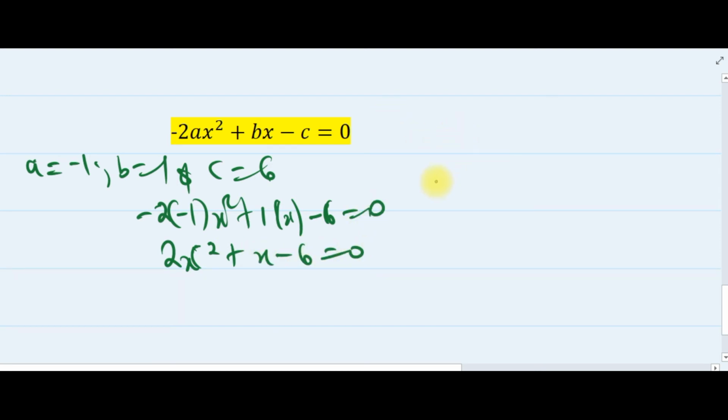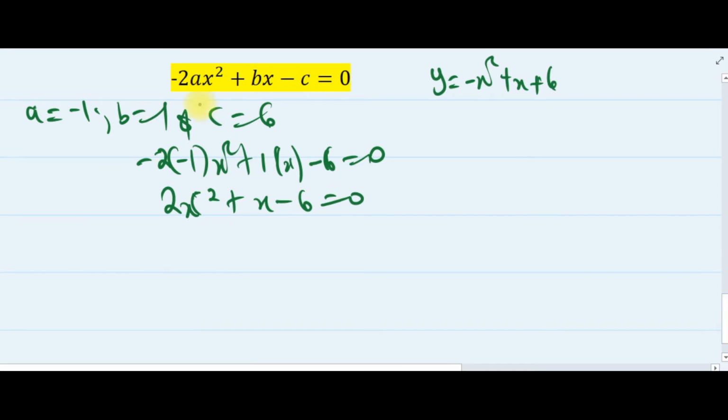But remember, we're asked to use the graph, the curve, to solve that. Remember, the curve is minus x squared plus x plus 6. So we need to transform this to look like that. Since the coefficient of x squared is minus 1, I divide both sides by minus 2. If I divide 2x squared by minus 2, I have minus x squared minus 1 over 2 x plus 3 equal to 0.